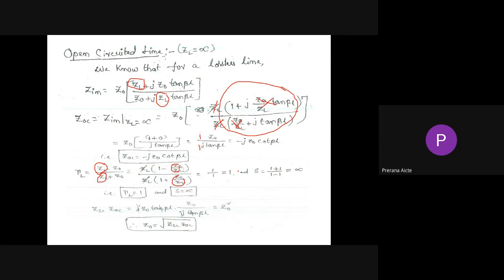Okay. Now, once we can find out this reflection coefficient, then the corresponding standing wave ratio S is equal to what? S is equal to 1 plus del of L divided by 1 minus del of L. Del of L is equal to what? You can substitute it here. So 1 plus 1 divided by 1 minus 1, so 2 by 0, that is equal to infinity. Therefore, del of L is equal to 1 and S is equal to infinity.